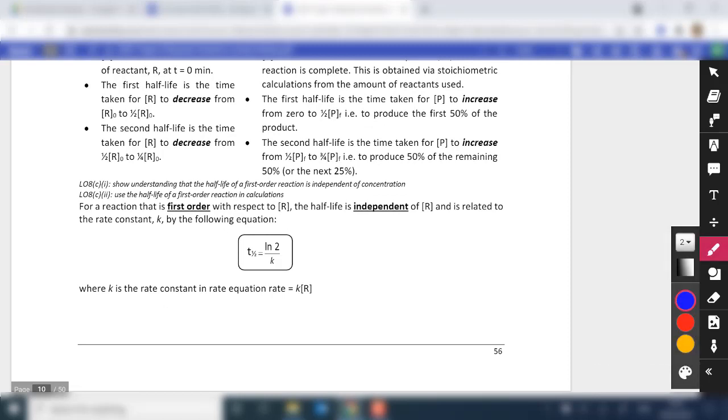So for example, we have a first order kinetics. Let's say rate is equal to k times the concentration of A. Now, rate in this case is defined as the rate of disappearance of reactant A. So it's minus dA/dt, which is equal to kA.